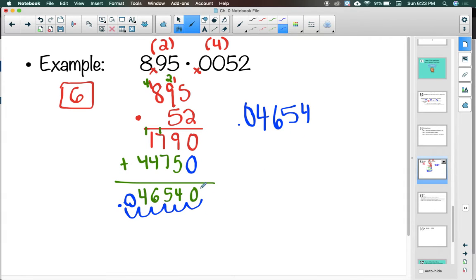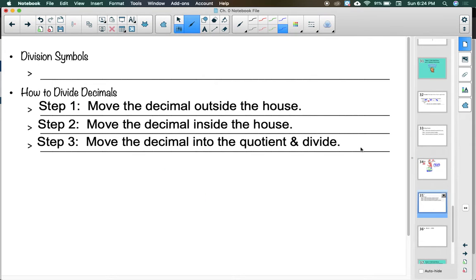Now this 0 at the end I can clean up, so I'm not going to write that in my final answer. I can clean it up there. So my final answer here is 4,654 tenths, hundredths, thousandths, 10,000ths, 100,000ths. So one more time, that's 4,654 hundred thousandths. Excellent.